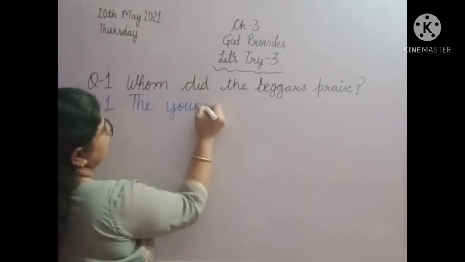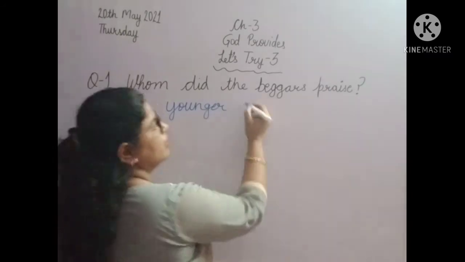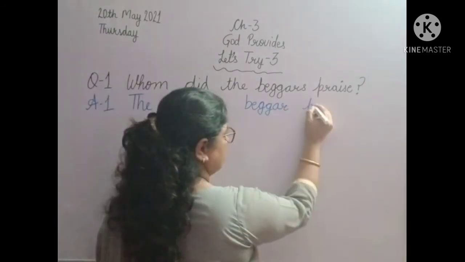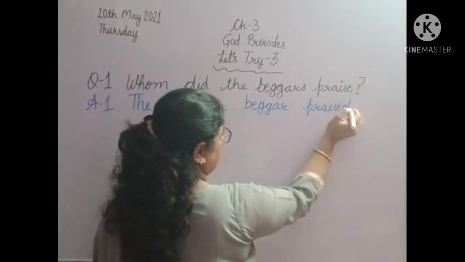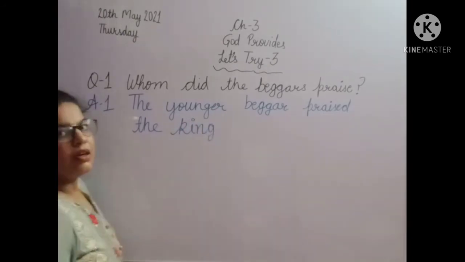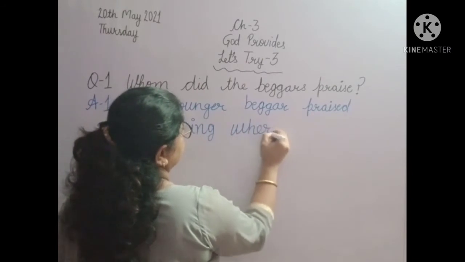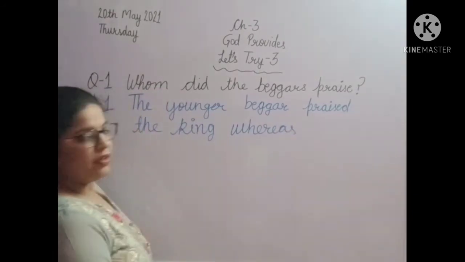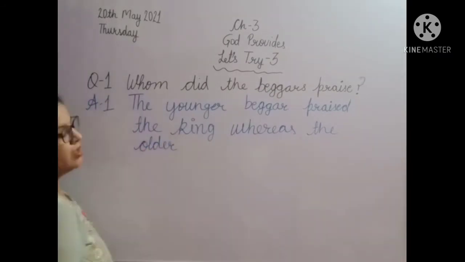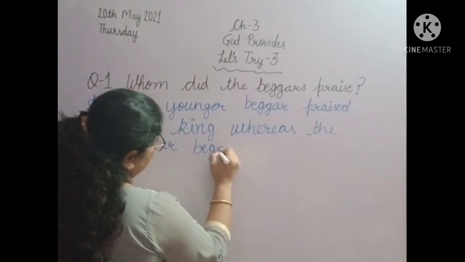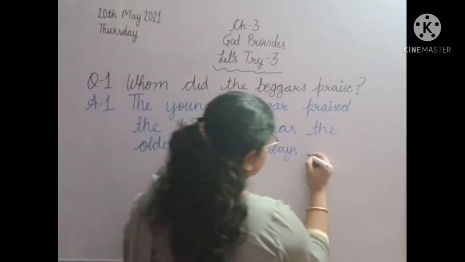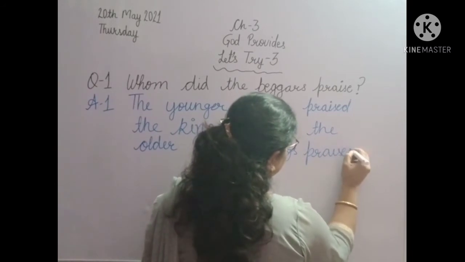The answer is, the younger beggar praised the king, whereas the older beggar always praised God.